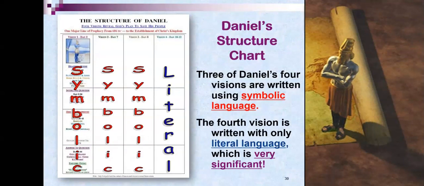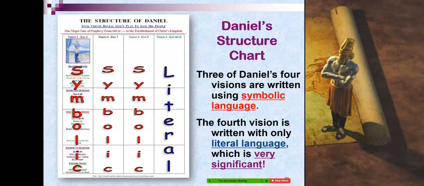Well, it didn't work, but so the first vision is symbolic. The second vision is symbolic in Daniel 7. The third vision that occurs in Daniel 8 is symbolic, and vision 4 is literal. The fourth vision is written with only literal language, which is very significant. Charlene, would you like to elaborate on that?